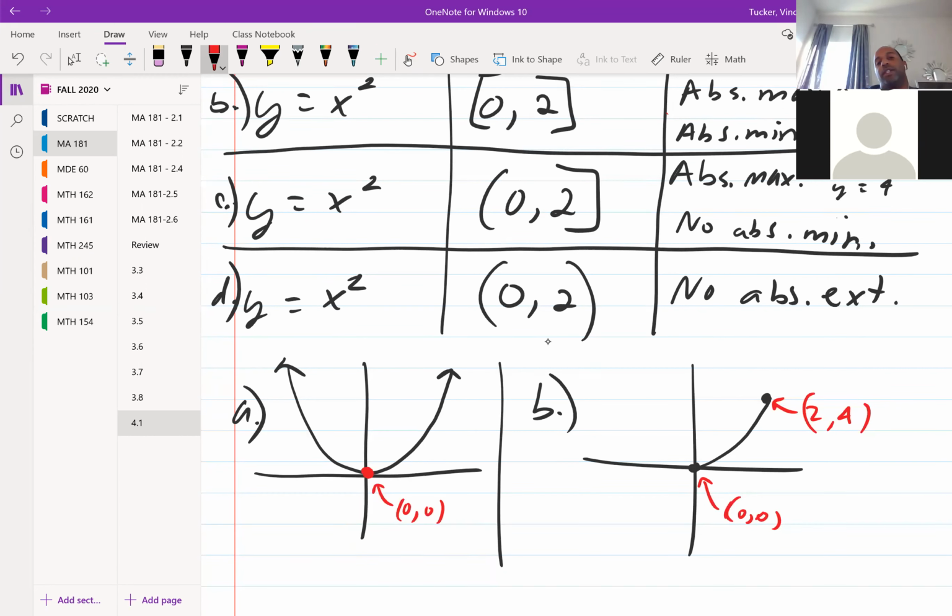So the function does exist. We have the bracket, which represents closed circles. So the function does exist at those 2 points. So we have absolute max at 2, 4, absolute min at 0, 0, the smallest value and the largest value of that part of the parabola.